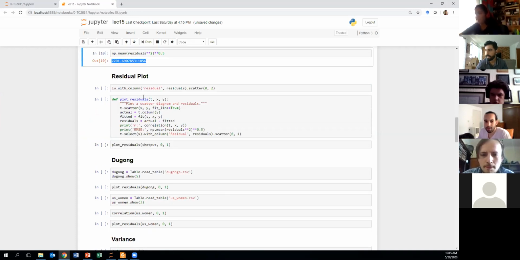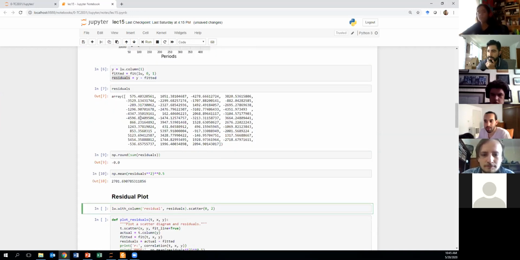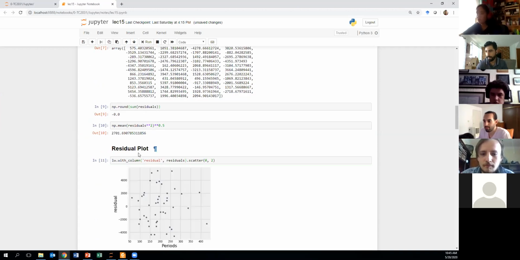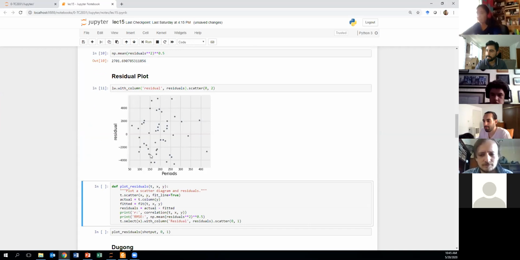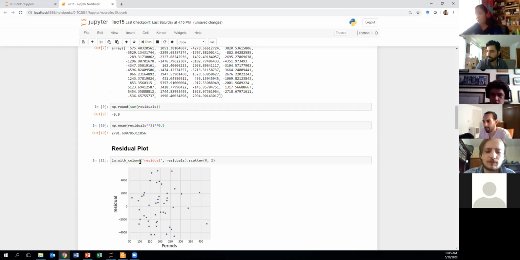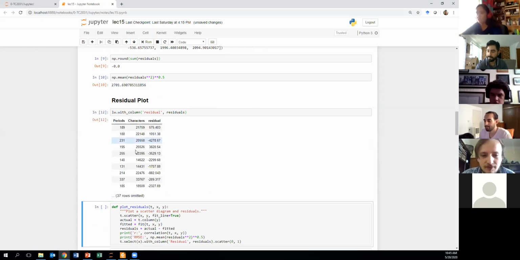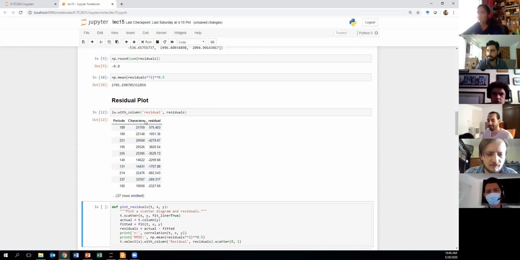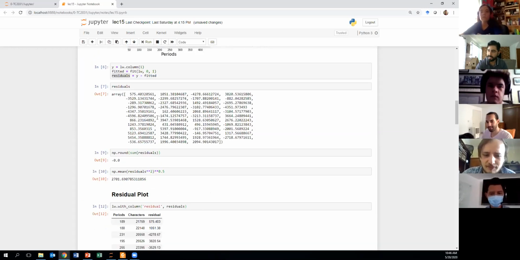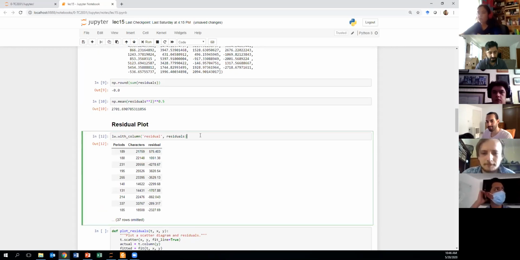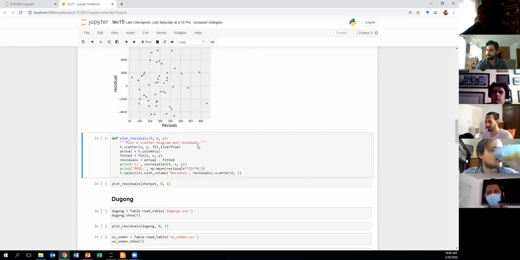But what happens if I plot these residuals? This plot shows what I'm doing here. I'm plotting the residuals. If I remove this, this is my little table now. I add this residual value here. These are the period and the character, and this is the residual that I already calculated here. So if I scatter plot this, I'm going to get something like this.